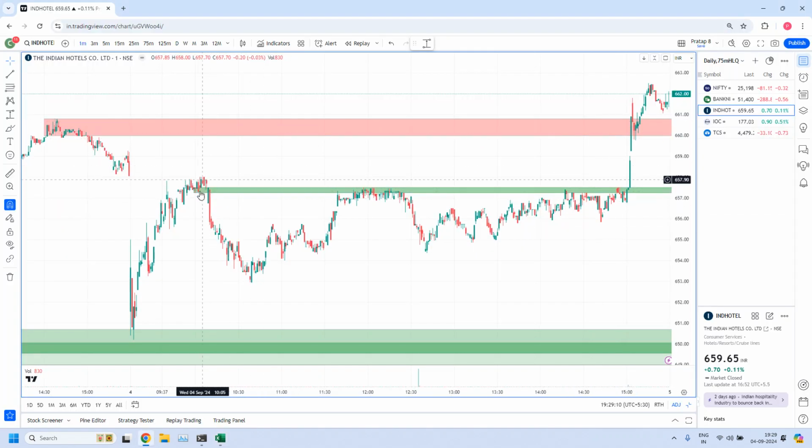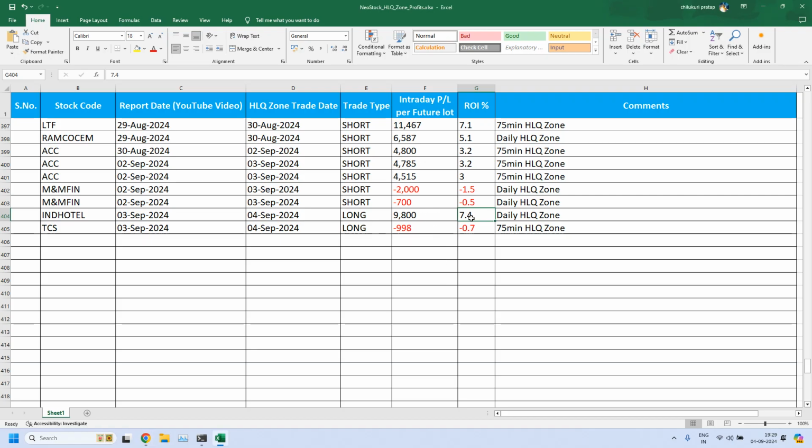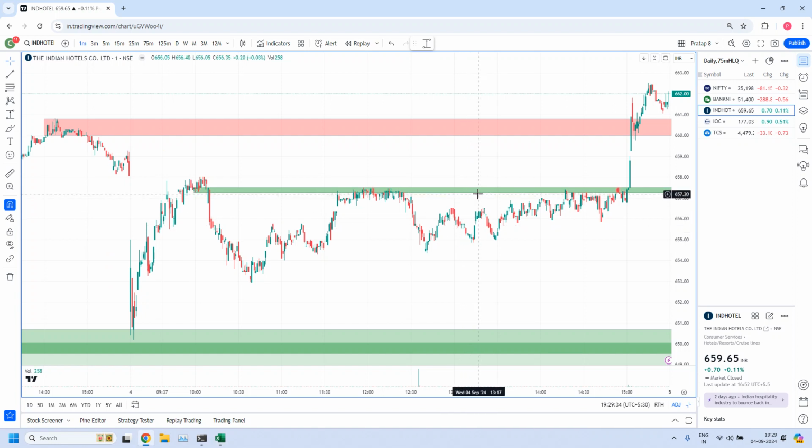If you would have exited here, probably you might have got around maybe 7,500 or 8,000 rupees profit instead of 9,800. Maybe 8,500 rupees profit you would have got. Maybe instead of 7.4% ROI, you would have got a 6.2 or 6.3% ROI, even if you would have followed the 1 minute trailing stop loss.